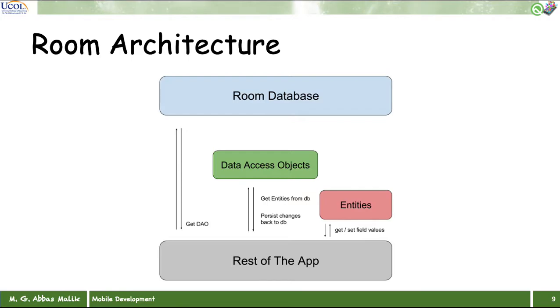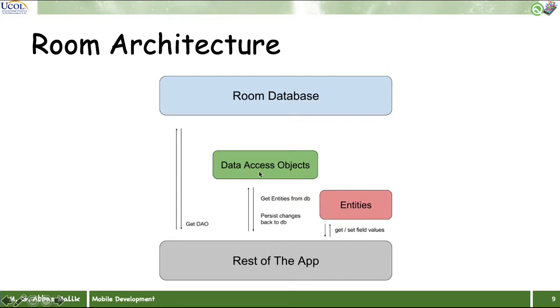So this is an architecture. We have the room database, the data access objects, and the entities. Entities are Java classes. Data access objects can be an abstract class, or they can be an interface where only the method headers have been defined. Then we have the room database, which uses the DAO to read information from the database and write information in the database.